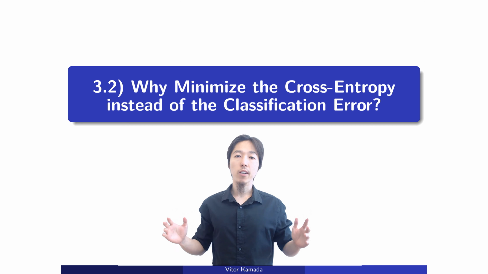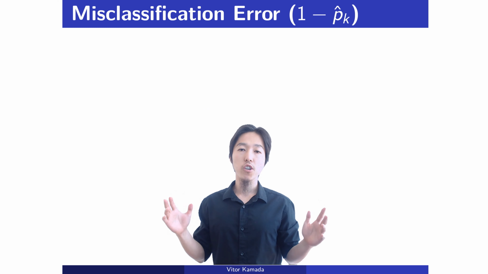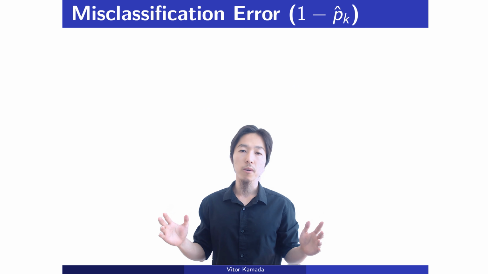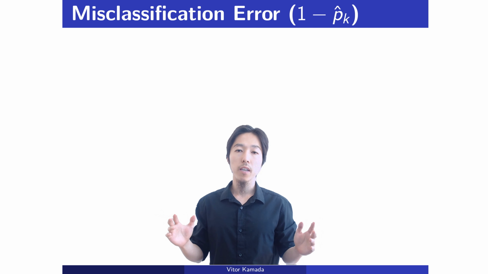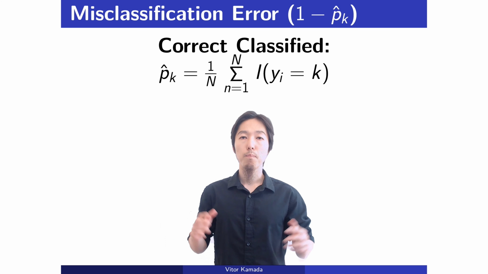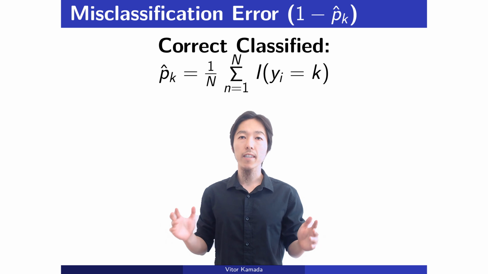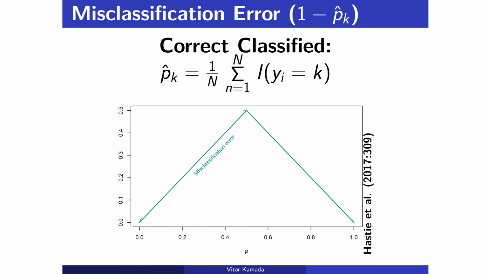Why minimize the cross-entropy instead of the classification error? Classification error is the most intuitive measure. It's just 1 minus the proportion correctly classified. p hat k is the proportion of correctly classified observations in class k. The main drawback of the misclassification error is that when p equals half, the function is not differentiable.